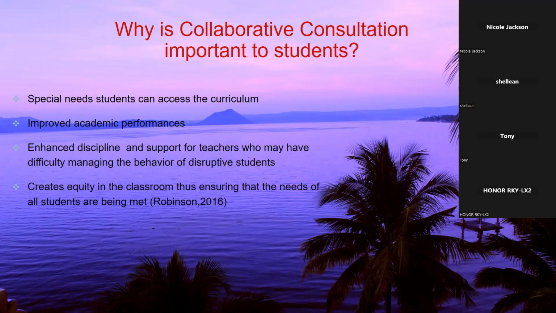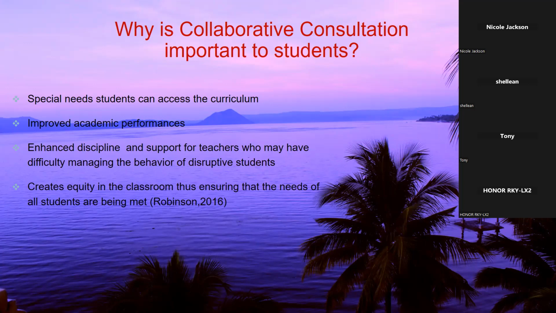Improve academic performances. So collaborative consultation will improve academic performances. Professional development is normally geared at the teacher, and the premise is that by improving the teacher, when teacher skills, teacher pedagogy, and teacher content area are improved, this will go into the classroom and cause an improvement in the students' academic performance. And enhance discipline and support for teachers who may have difficulty managing the behavior of disruptive students.